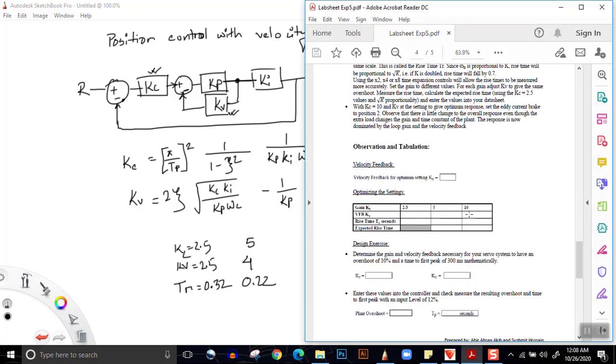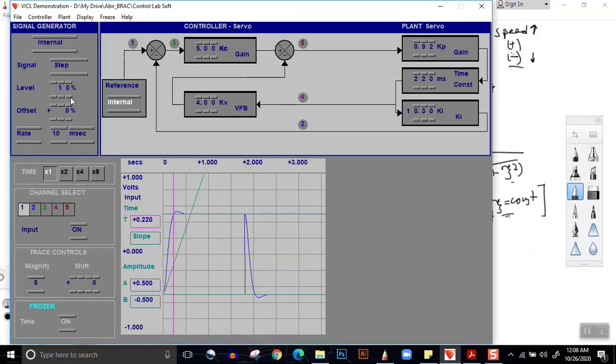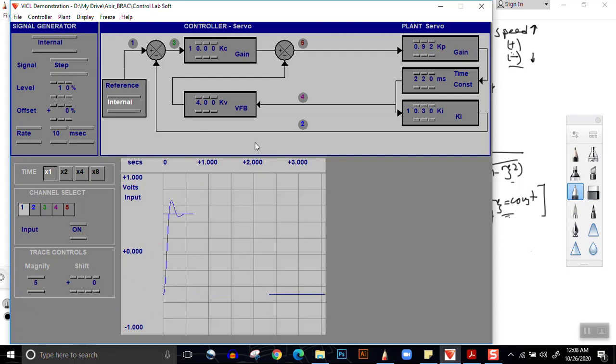Now, next thing is we want to make Kc equal to 10. To do that, we increase Kc to 10: 6, 7, 8, 9, 10. Then we start it. The overshoot has risen again. We increase Kv. So if we decrease it a bit, the overshoot is kind of what it was in the earlier case. So again, we freeze it.